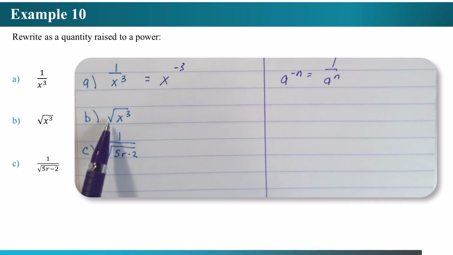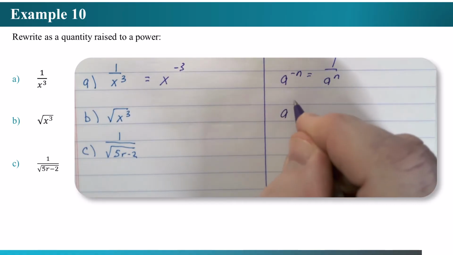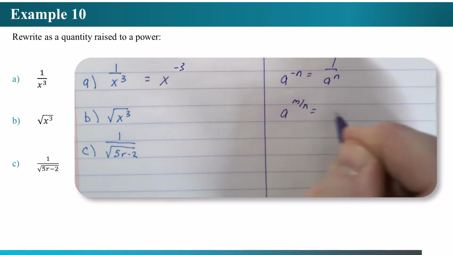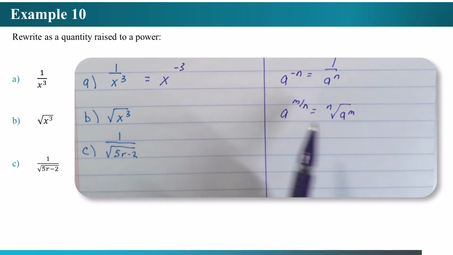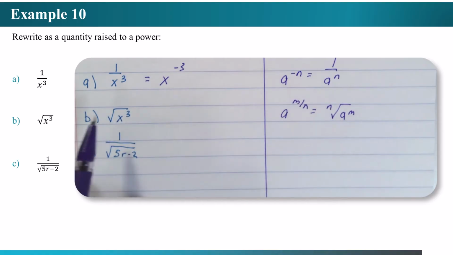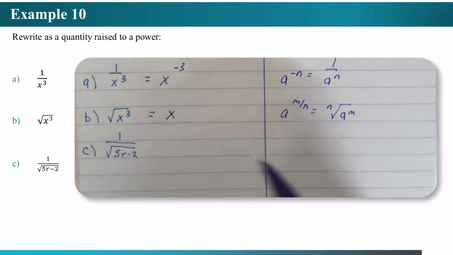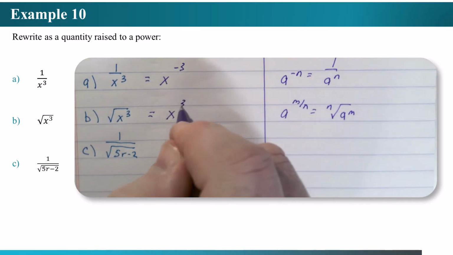Here we have the square root of x to the third. Well, the property I'm going to use here will be a to the m over n is equal to the nth root of a to the m. In this case, my m would be 3, my n would be 2. We don't write it, but for a square root, there's actually a 2 there. And so I know I can rewrite this as x raised to the 3/2.